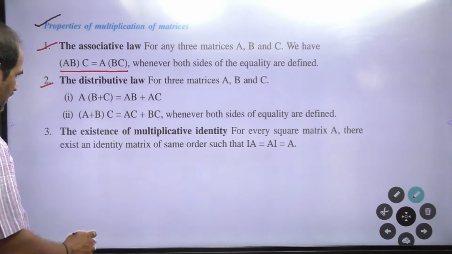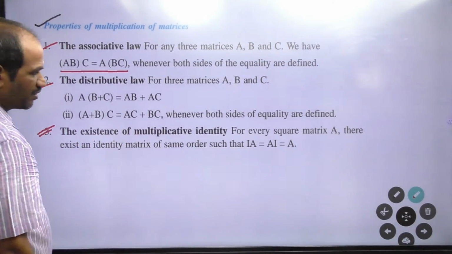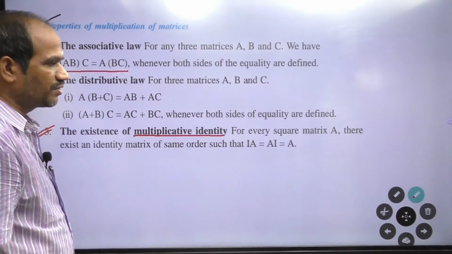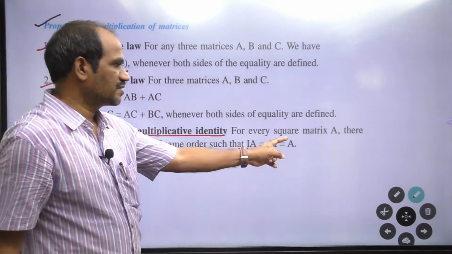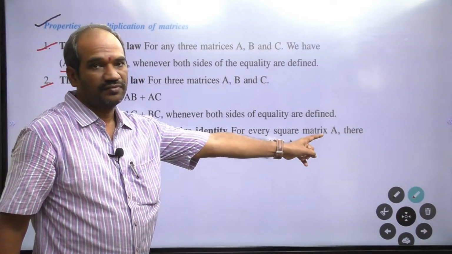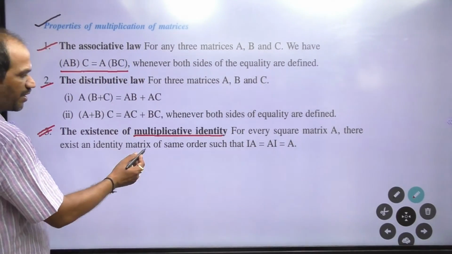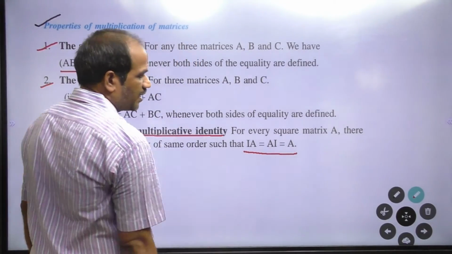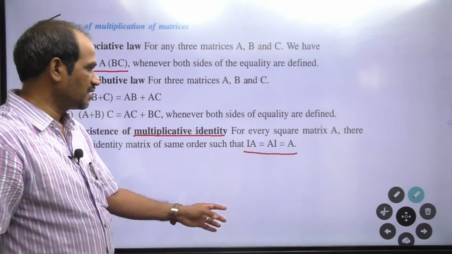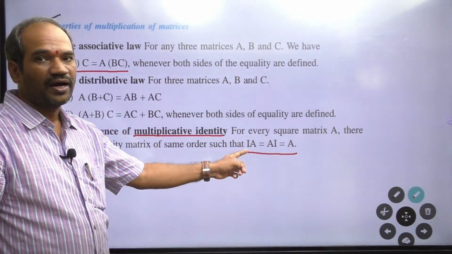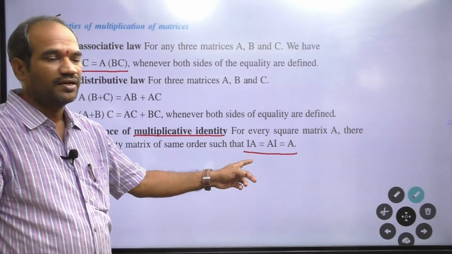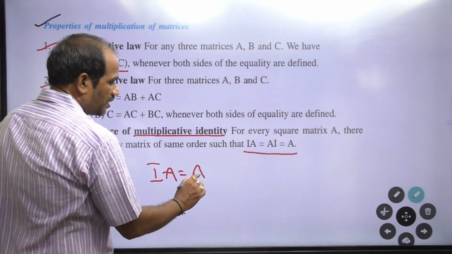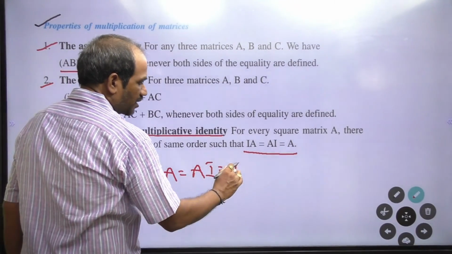Next, the third one, existence of multiplicative identity. For every square matrix A, there exists an identity matrix I of the same order such that I into A is equal to A into I is equal to A. I is the multiplicative identity.